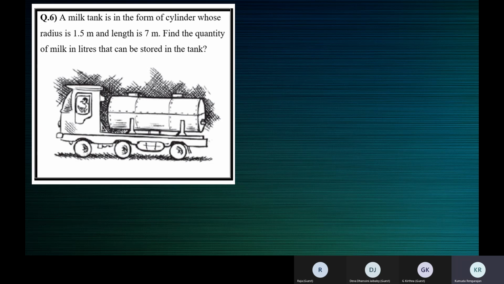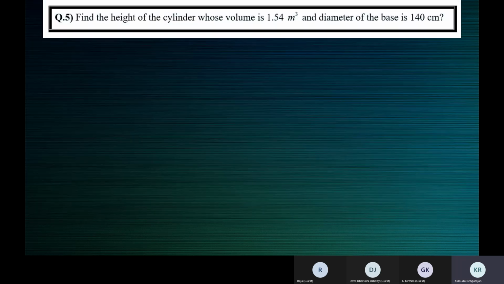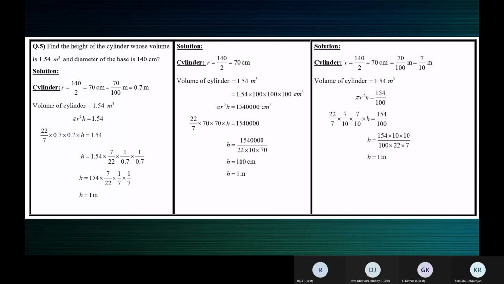Fine. We'll have to continue with this question. We finished till question number 5. We did this in the last class. You can take a screenshot of this slide, children. You work this in your book. Just take a screenshot.